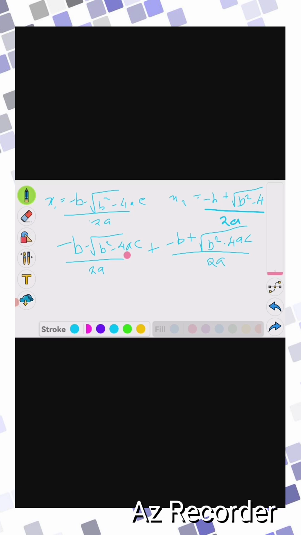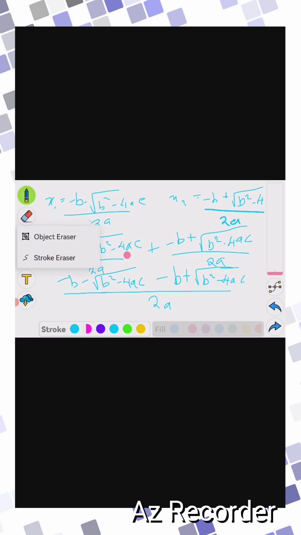The common denominator there is already 2a, so this into that just gives you 1, and the same thing comes back here again. So it's going to be negative b minus root of b squared minus 4ac, and again, the same thing: negative b plus root of b squared minus 4ac. So what can you get rid of on top here? Let me just repeat that.